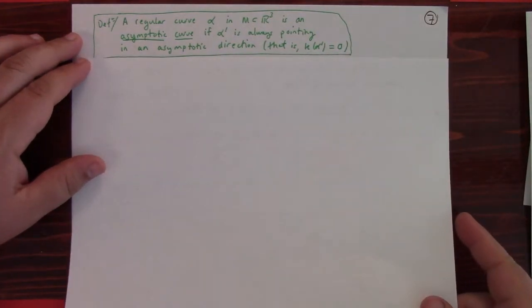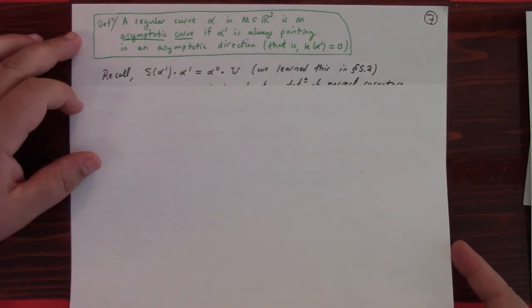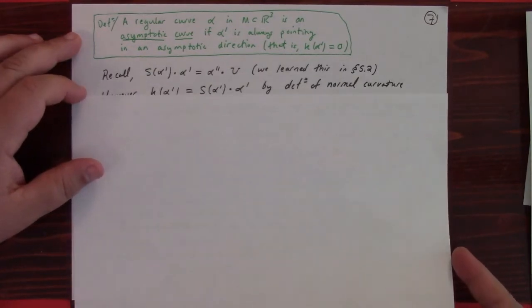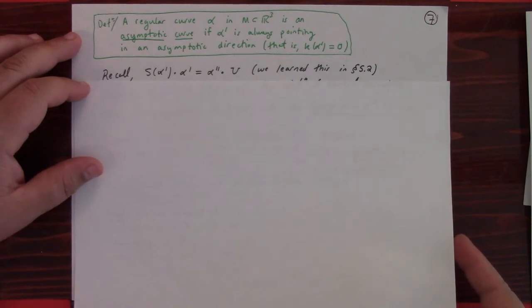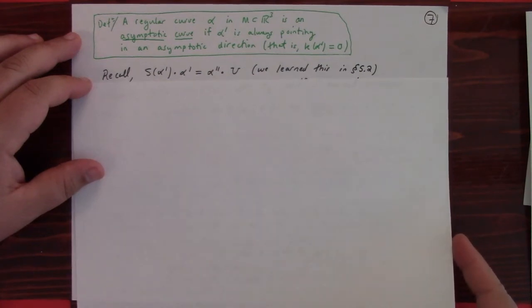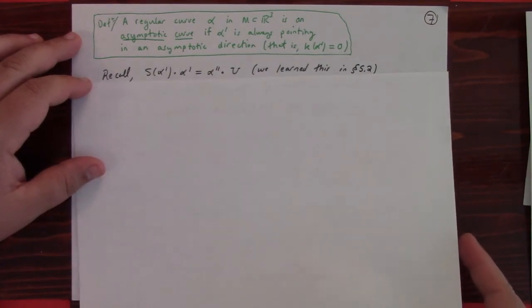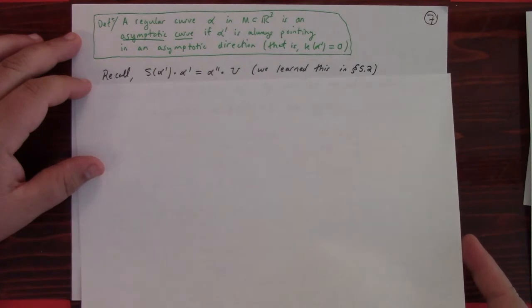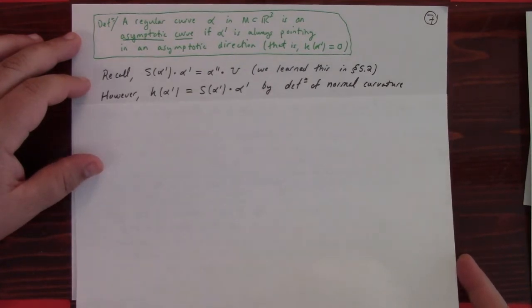There you go. That is, the principal curvature on alpha prime is 0. And of course we can relate that to the shape operator and the unit normal because we have this identity we learned back in section 5.2. I think it was lemma 2.1. We've used this a lot. But of course S of alpha prime dot alpha prime is also K of alpha prime, right?